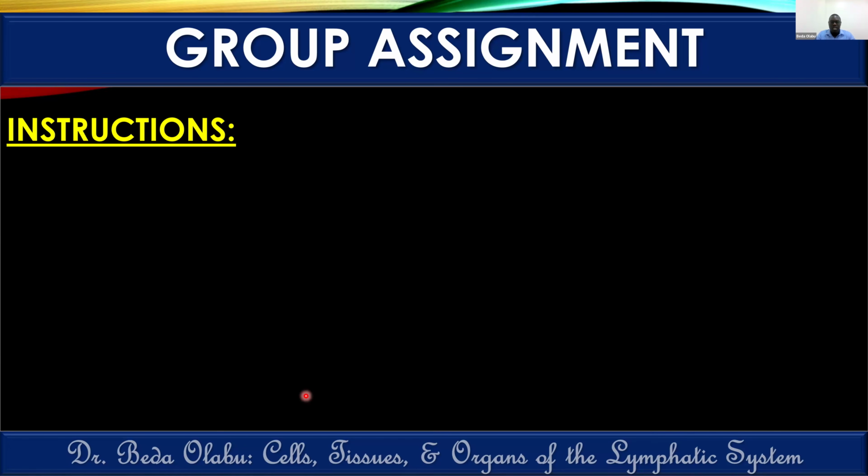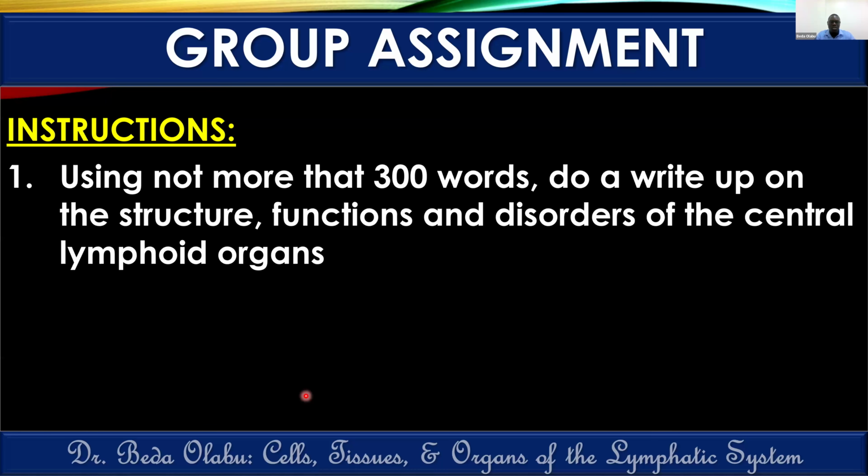That brings me to a question and an assignment that I want to give you as we close. The instruction is this: for the central lymphoid organs, bone marrow and thymus, of course, I want you to do a write-up. You're going to do this write-up in a group, so it's a group assignment. Not more than 300 words. You'll do a write-up on the structure, functions, and disorders of the central lymphoid organs.